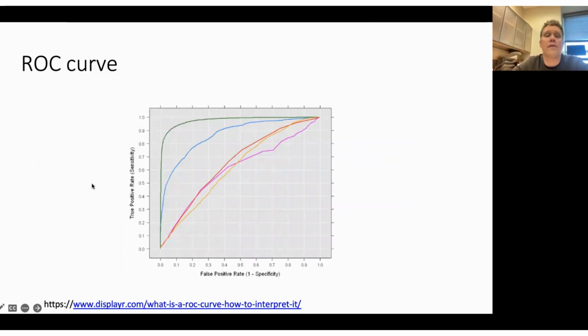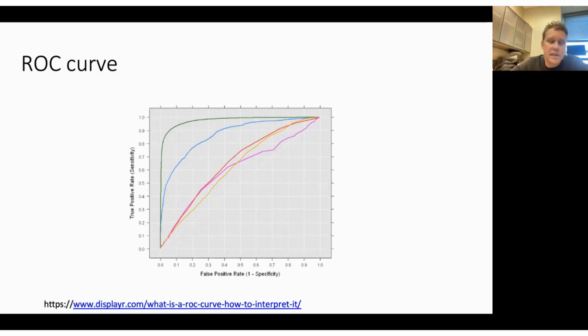So an ROC curve has sensitivity on the y-axis. It has 1 minus specificity on the x-axis. And then you are plotting that for different thresholds for the class labels. So you get a continuous curve which corresponds to different thresholds used to say you have the disease versus you don't have the disease.